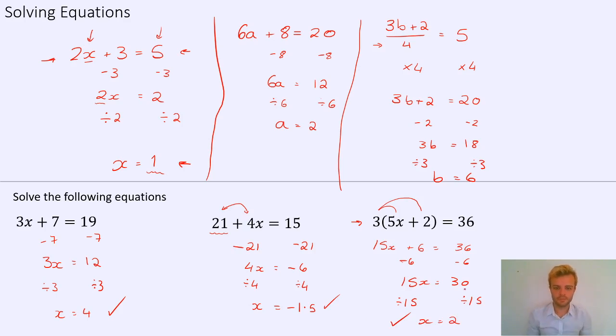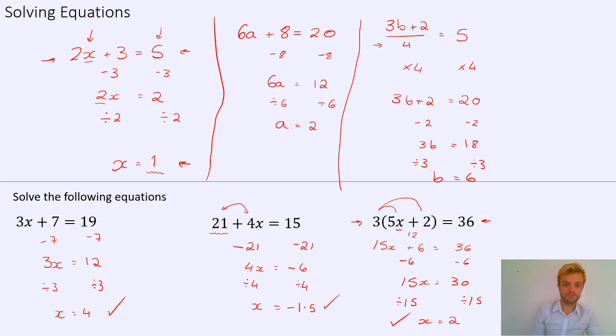X is 2. Right, now in any of those examples, if we wanted to, we could check our answer, and let's do it for this last one, which is a bit more complicated. Maybe there's more space for us to make mistakes. So if we take our answer, we think x is 2, and substitute it in for x in our original equation, hopefully our answer will be 36. So x is 2, which makes 5x 10, which makes 5x plus 2 12, and then 3 multiplied by 12 is 36. So our answer of x equals 2 is correct.